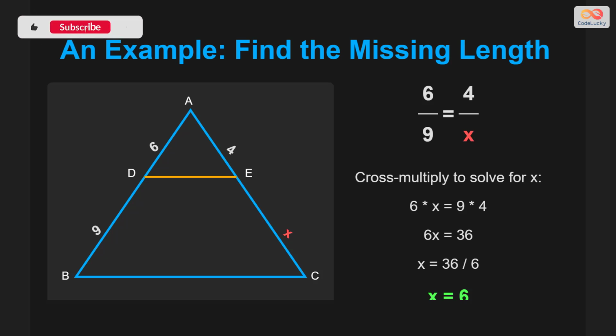By cross-multiplying, we get 6 times x equals 9 times 4, which is 36. Finally, dividing 36 by 6 gives us an answer of 6. So, the missing length of x is 6.